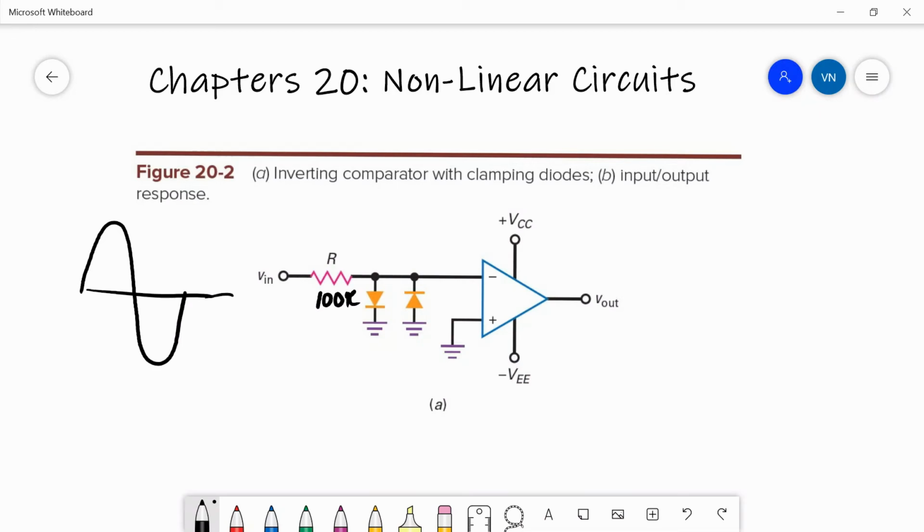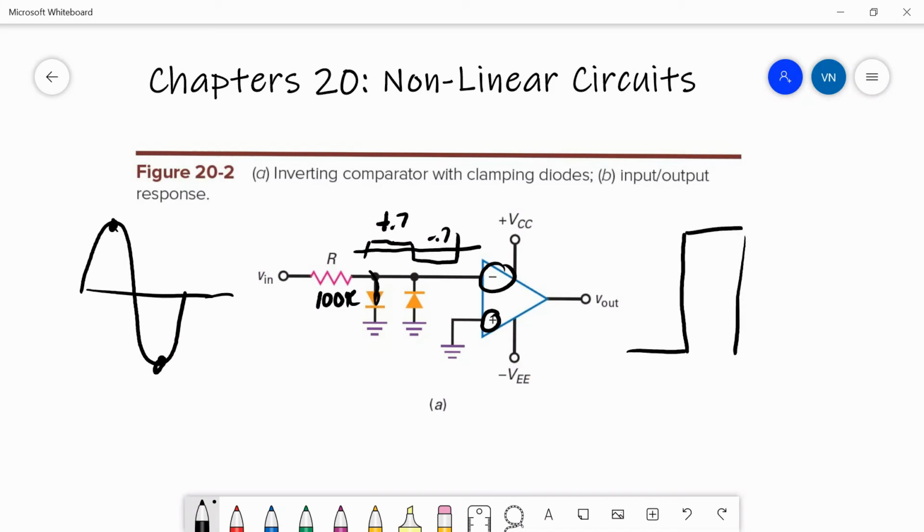So a large sine wave coming in at this point here, when it's very positive, this diode would hold it at 0.7. And when it's very negative on the input, those diodes would clamp this point at plus 0.7 and minus 0.7. And that's enough to make the negative terminal greater than 0 on the positive or less than 0. So when the input is plus 0.7, the negative is larger than the positive, and you would have a negative out. And when it's minus 0.7, you would have a positive out.